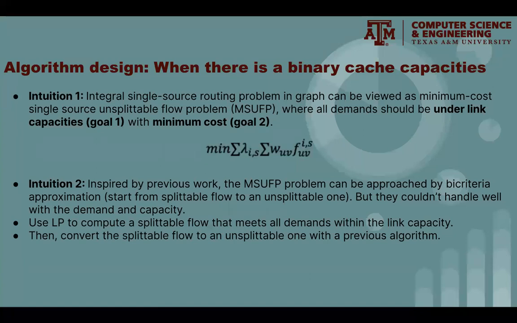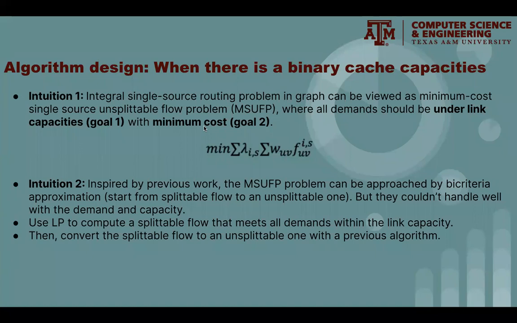We have two intuitions for this special case. The first one is that the integral single source routing problem in the graph can be viewed as a minimum cost single source unsplittable flow problem. This is a very common problem in graph problems, where all demands should be under the link capacity. This will be our first goal. And the second goal is the minimum cost.